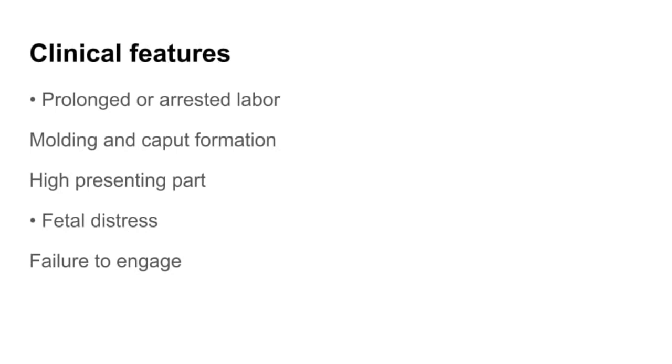Clinical features. What are the clinical features of cephalopelvic disproportion? First one is prolonged labor. In primigravida, usually the labor duration is 12 to 14 or 12 to 16 hours, and in multigravida, it is from 6 to 12. So in prolonged labor, the duration may be longer. It is more than 16 hours, or in primi it is usually more than 14 hours. But the entire duration is longer. So this is called prolonged labor.